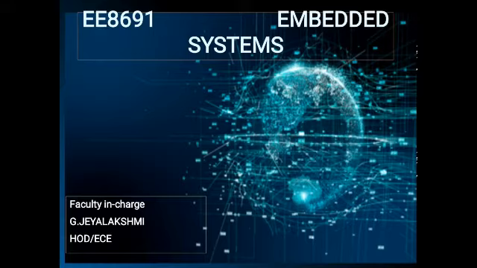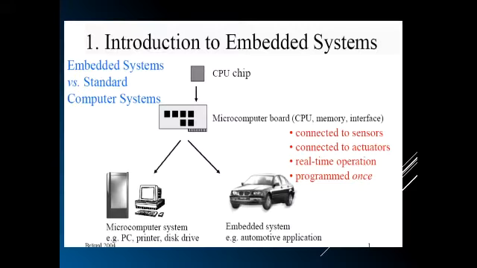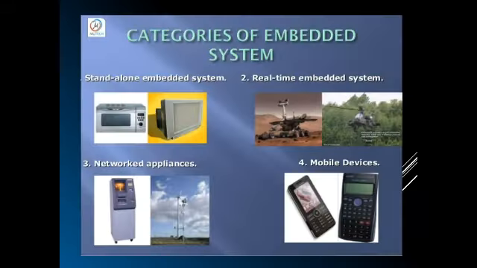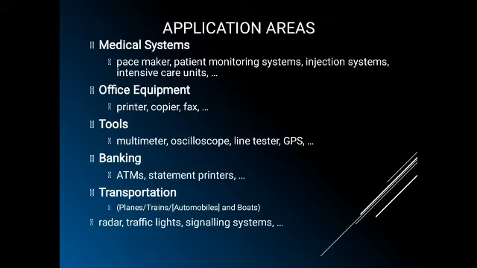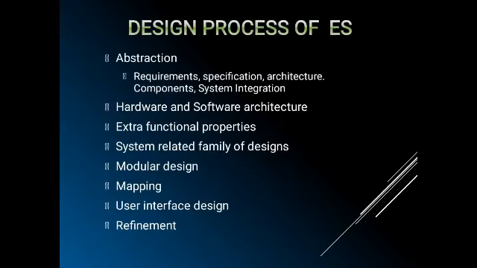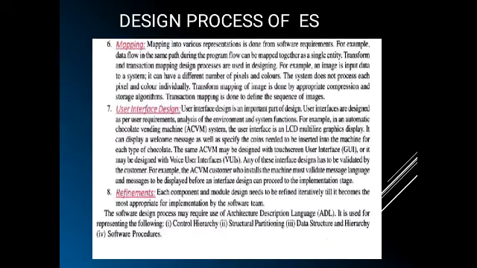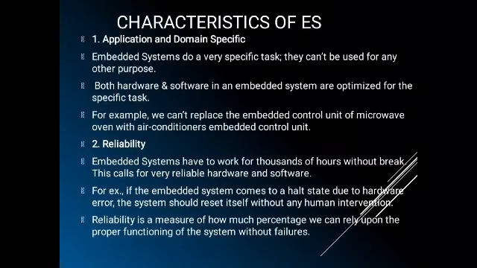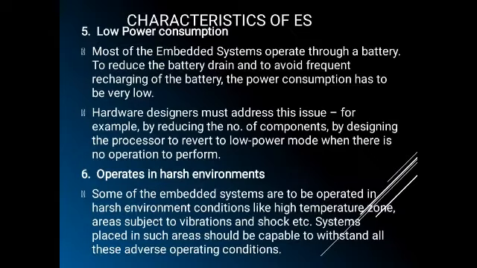We have started with the introduction and studied the basic structures in an embedded system, and the design process we have completed. Now we are going to discuss the structural units in an embedded system, the process structure of an embedded system, and the selection of a processor in an embedded system. These characteristics of embedded systems we have already studied.